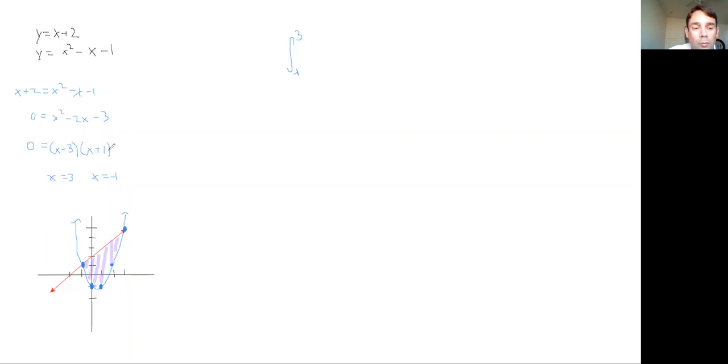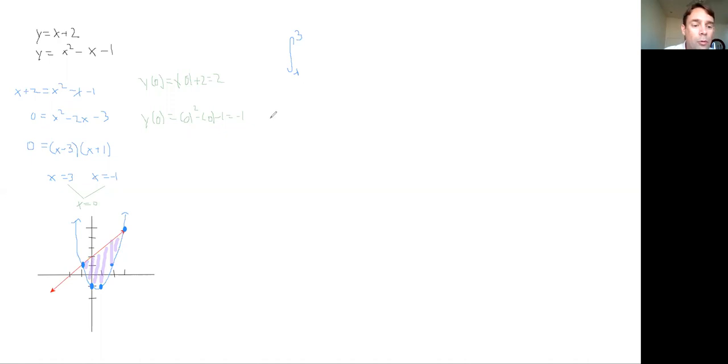Just take a point in between them. Doesn't matter what point. Take any point between our x's here. Say 0. It's kind of an easy one. Plug it into both equations to figure out which one gives you the greater y value. So if I plug 0 in for x in the top one, the line, I get 2. If I plug 0 into the parabola, I get 0 squared minus 0 minus 1, which would be -1. So 2 is greater than -1. Therefore, the line would be the equation that comes first.